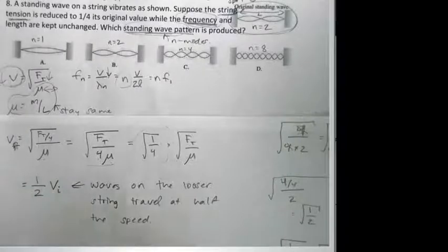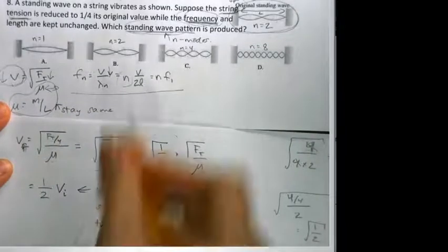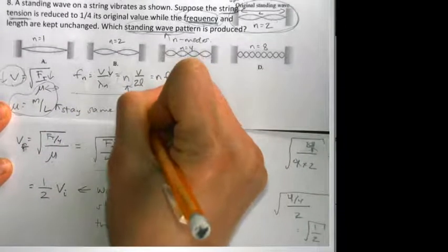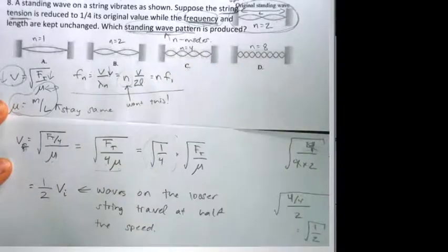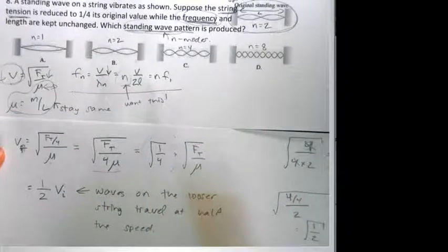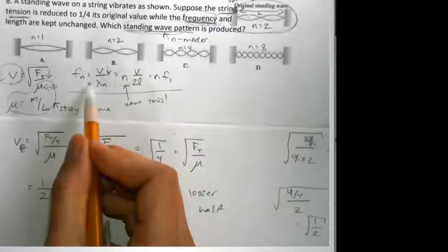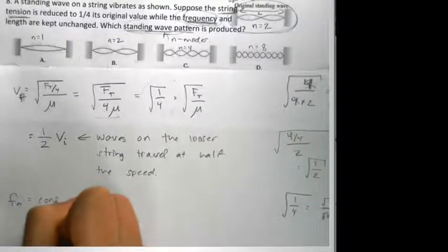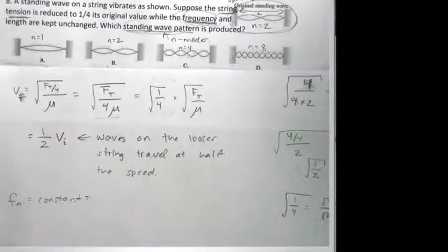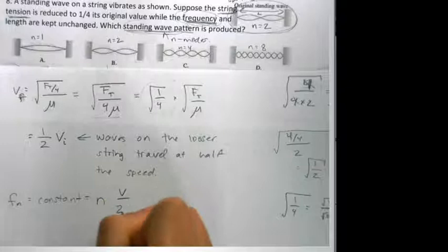All right, so let's go over and talk about this equation now. All right, so this is what we want. Right, we are looking for this in mode. Okay, so let's go ahead and just say that we have Fn is constant. And it equals n V over 2L.